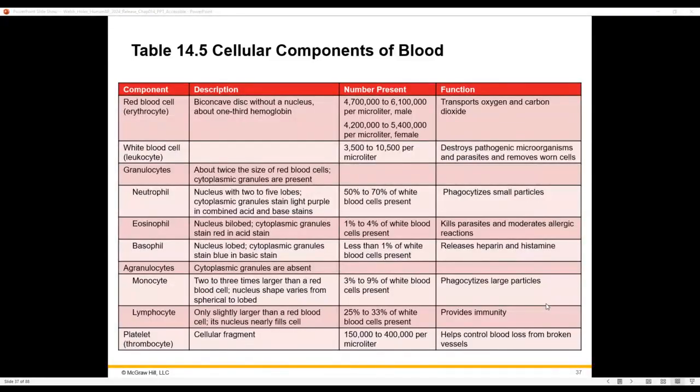Okay, this is a good table to get to know. Table 14.5 tells you a little bit about all of the types of blood cells.